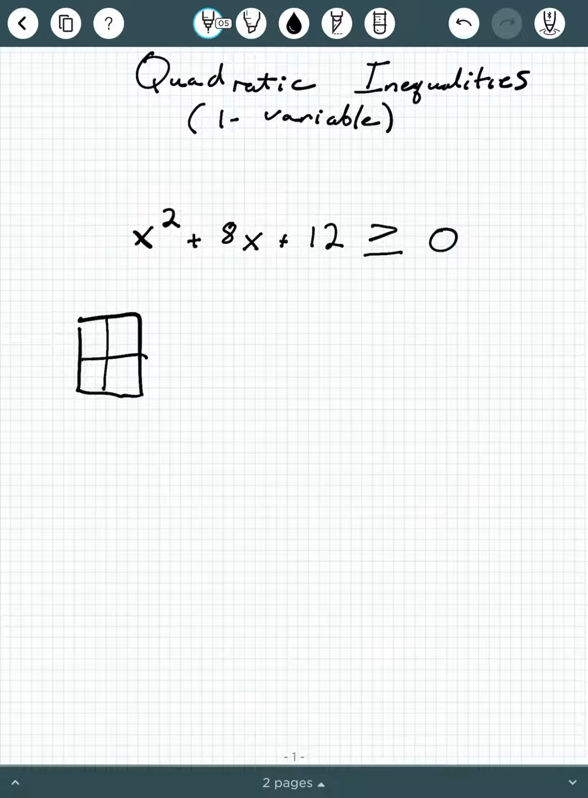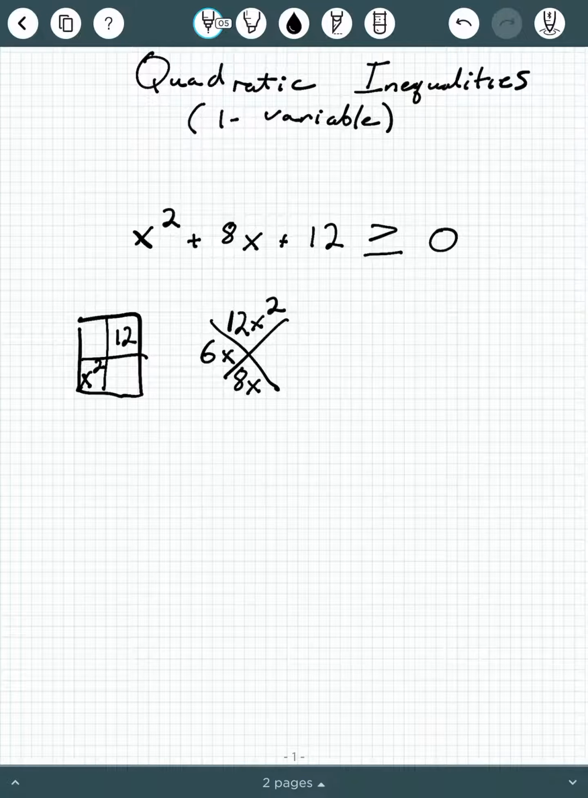If I set up my rectangle to help me factor, my diamond problem, I know that x squared and 12 will be in the corners, and their product will match the product of the other two diagonal boxes. So 12x squared will go on the top. We have a total of 8x's. So we look for what multiplies to 12x squared and adds to 8x. Those numbers are 6x and 2x. So I can fill those in.